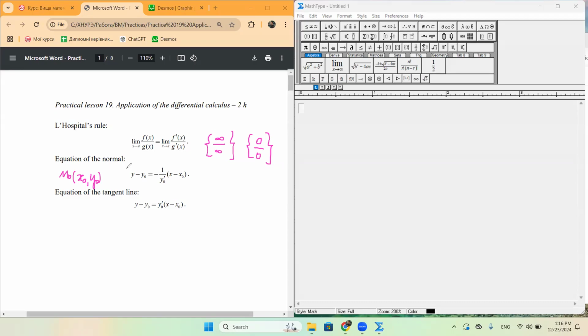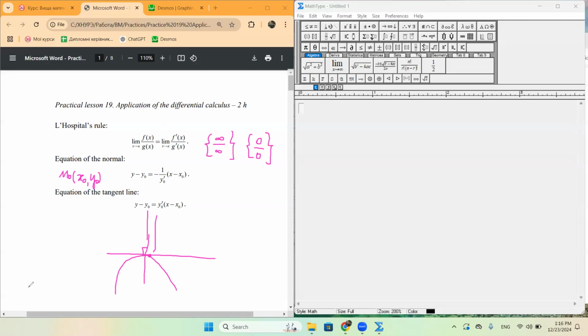Just reminding you of the slope form of the straight line. So this is the slope: minus 1 divided by the value of the derivative at point x0. And this is the equation of the tangent line. This is the line that touches the graph at some point. And this is a normal line, a straight line.